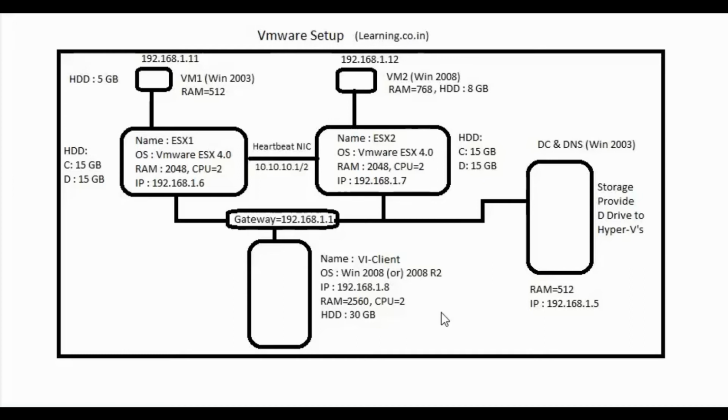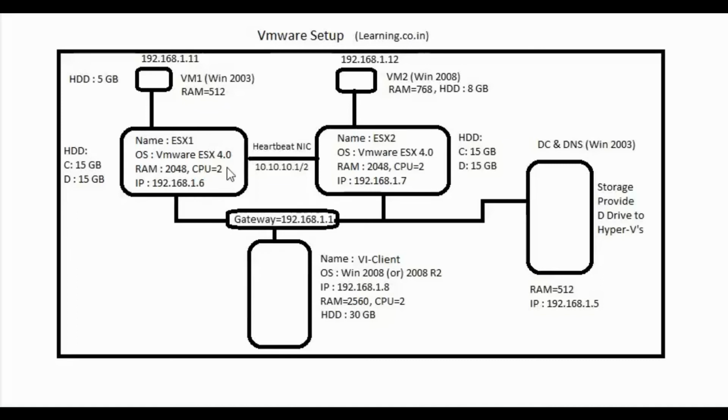The second thing, if you see here, is that we have created one heartbeat between the two connections. That heartbeat you will be using for high availability and other things, so we will be taking care of that. And one gateway we have created in VMware; I'll show you how to create that gateway. Regarding the configuration, you can see two CPUs we have given for the ESX.